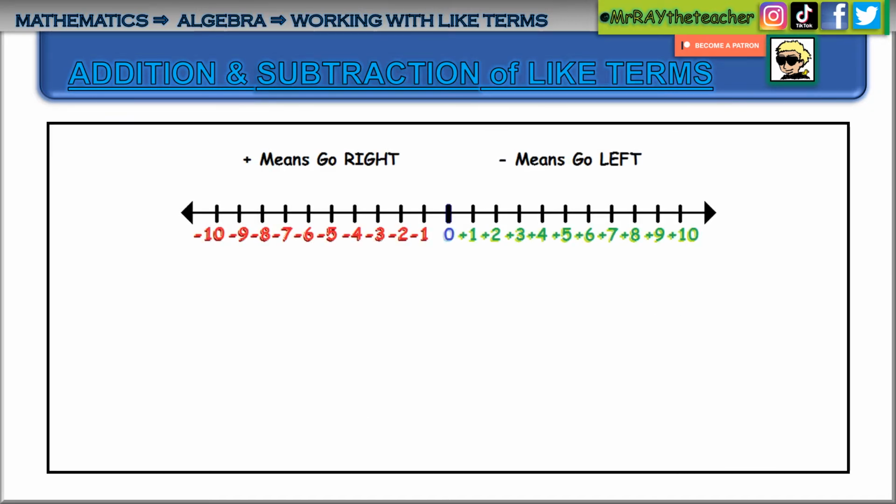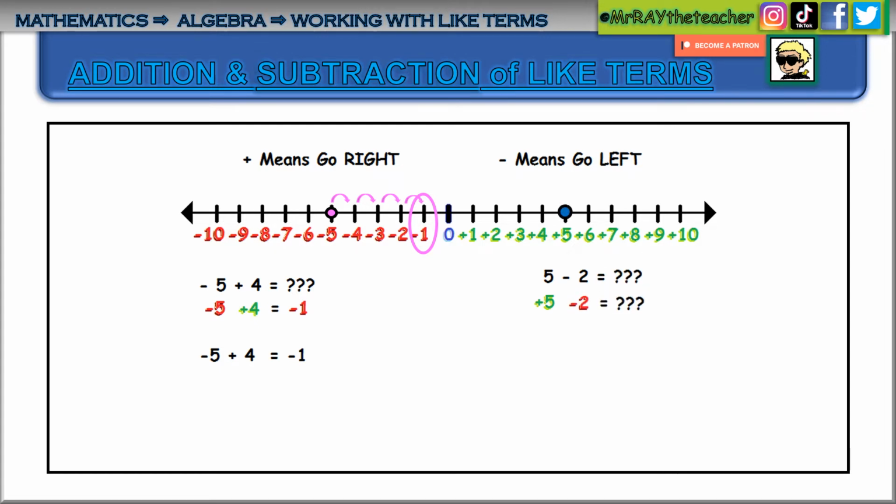And here we go. Here's the going right, going left thing. If you've got negative 5 plus 4, let's think of it on the number line. We start on negative 5. Plus means go right. So 1, 2, 3, 4. And there we go. We're left with negative 1. And 5, which you can think of as positive 5, minus 2, which is negative 2, equals? Start at positive 5. Go left, because minus means left. How many? 2.